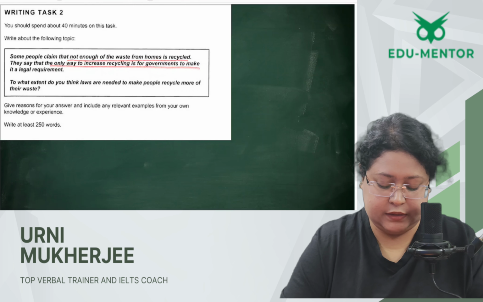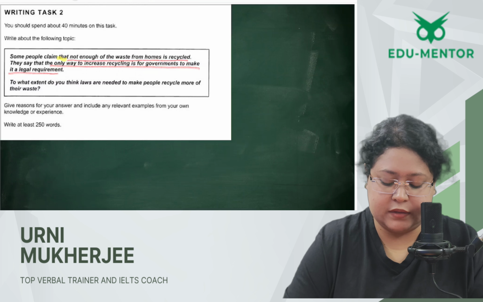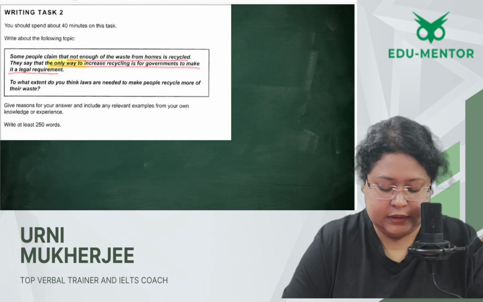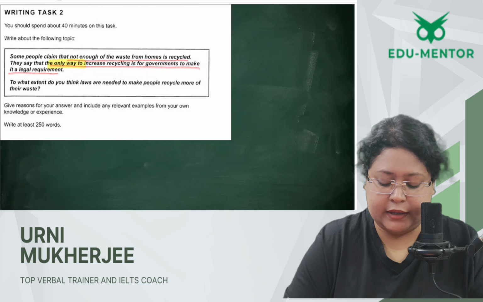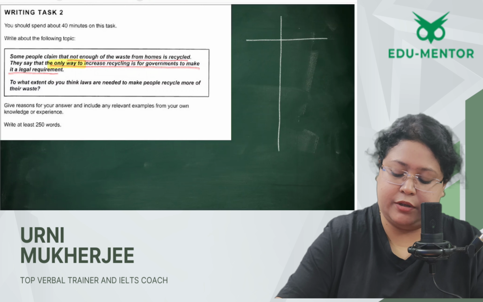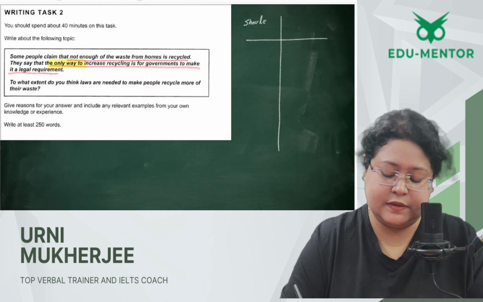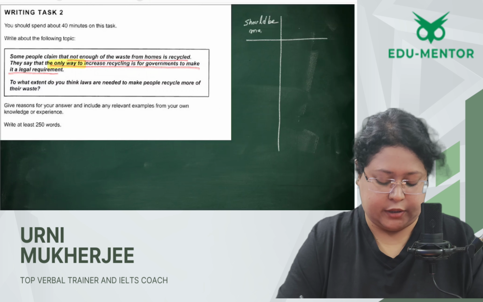Okay, now moving on to another example of an opinionated essay. So you see this one, it says, some people claim that not enough of the waste from homes is recycled. They say that the only way to increase recycling is for governments to make it a legal requirement. Now what do we have here this time? So here again we have two sides. Maybe we can make two sides out of this.